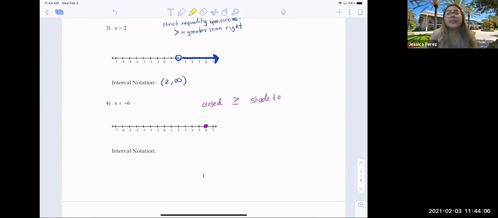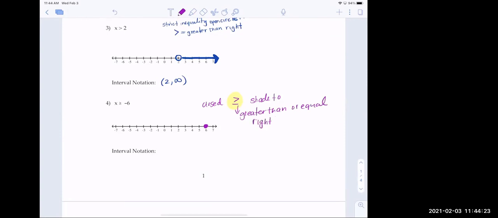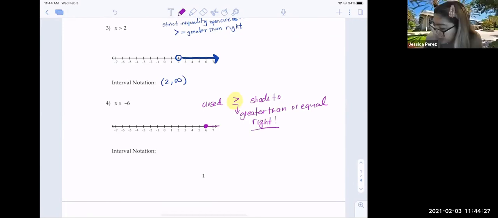Okay, thank you for your honesty. So what does this symbol mean? This means greater than. So when it's a greater than or equal to, where does it go? It goes to the right. Oh, okay. Yeah, I see. So it would go to the right. So I need to shade everything and the arrow.